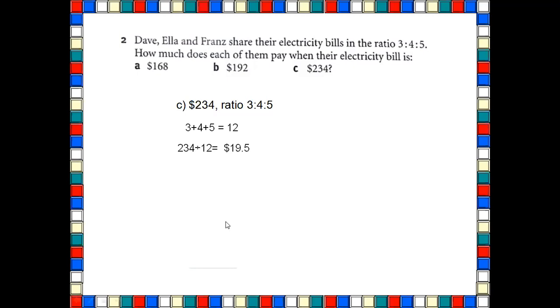Yes. So Franz will get $99.5. Franz gets $97. What? No, what are you going to multiply? You're going to multiply 19 and a half by 5, yes, which is 97.5. How 97, teacher?